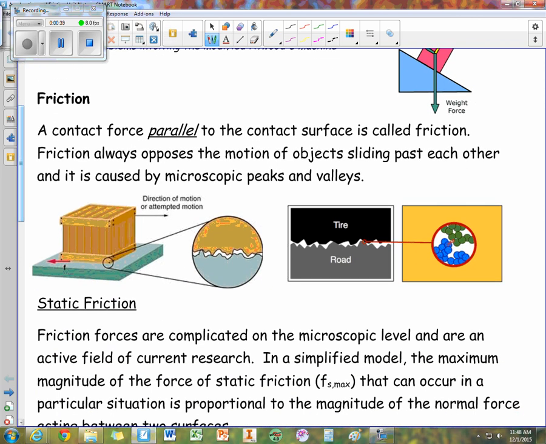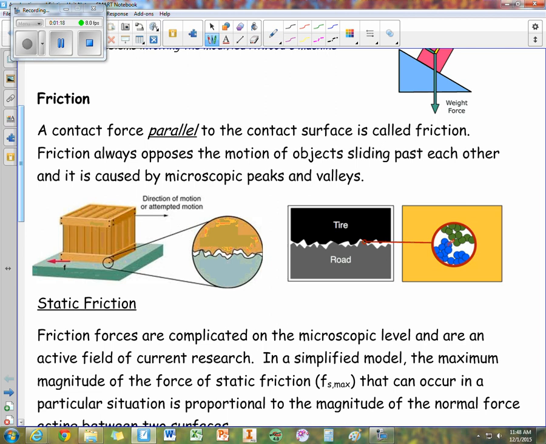Friction. It's basically a force that opposes sliding. So that means that it has to be a force that's parallel to the contact surface. And basically, what we can think about friction doing is it's going to convert mechanical energy into thermal energy. So if you imagine taking your hands and sliding them back and forth, your hands are going to warm up. That's because the friction is converting your mechanical energy into thermal energy.